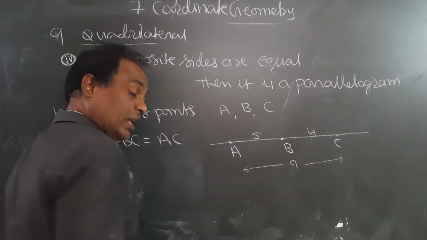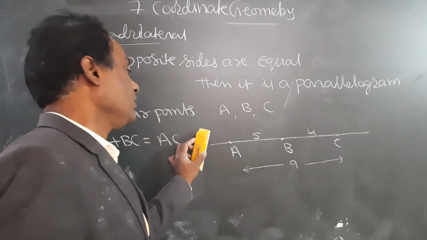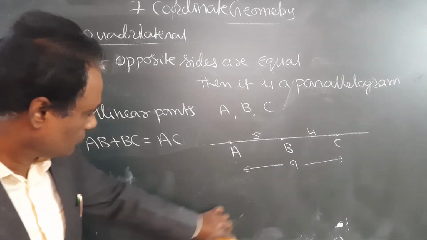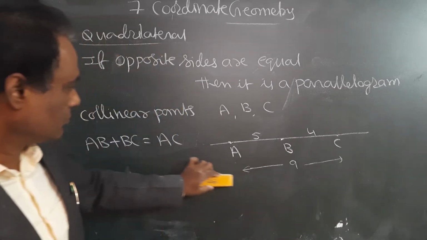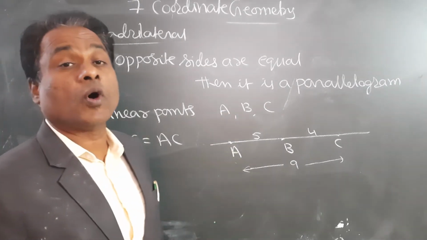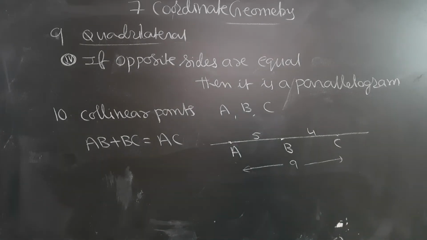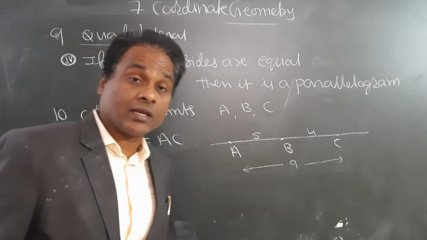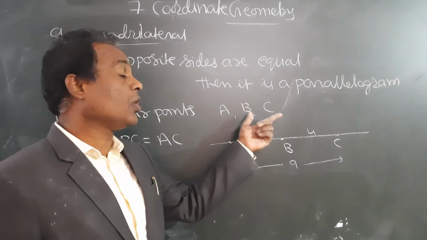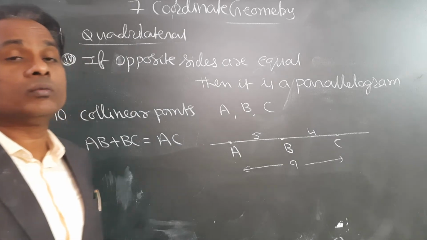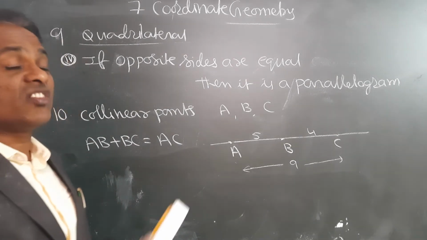If A, B, C are collinear, the sum of the distances between two points is equal to the distance between the other two points. The sum of the distances taken two points at a time is equal to the distance between the other two points.